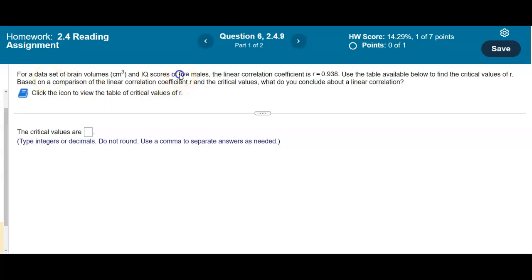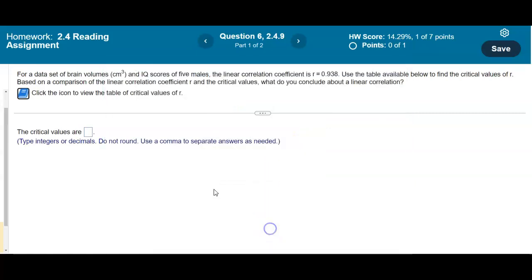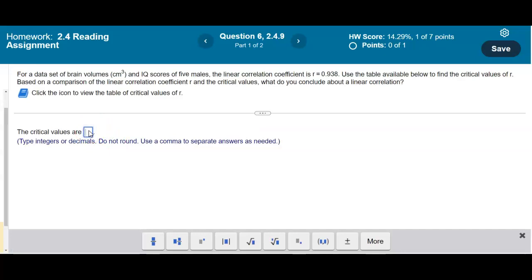Well, if you look here, it says 5 males. That means we need to use the number 5. So we're going to click on the icon for the table of the critical values. And if you look here, here's 5, which is the number of pairs of data. And therefore, our critical value is 0.878. So that means there are going to be two critical values. One of them is negative 0.878, and the other one is positive 0.878.